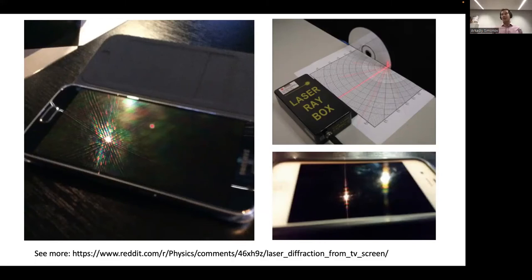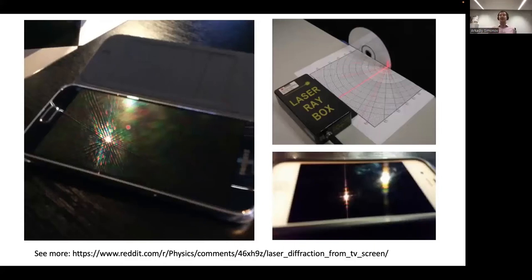In fact, if you read through this link, I can share it somewhere where you'll be able to find it. There is some discussion of how you can learn something about the pattern of pixels, because depending on technology, this might be either very regular rectangular pixels or some diamond pixels. By just looking at the shape of the scattering, you might be able to learn it. Things are going to get better if you can get a single individual wavelength.